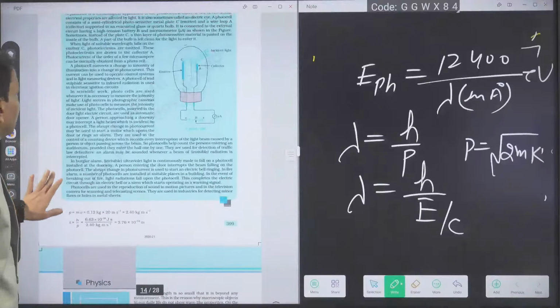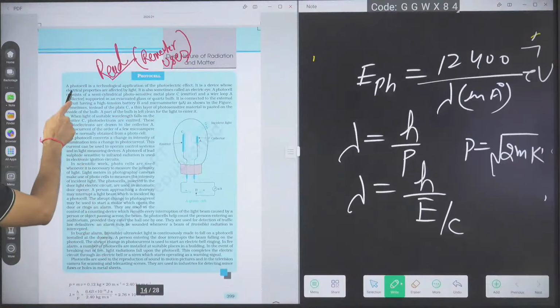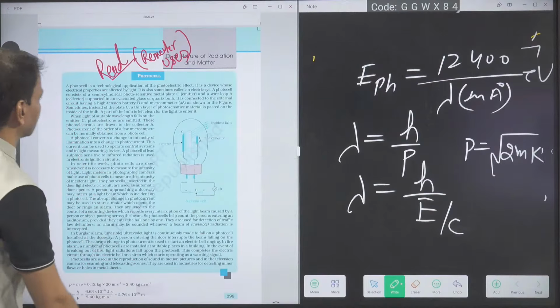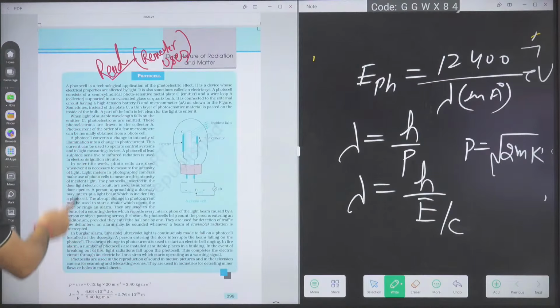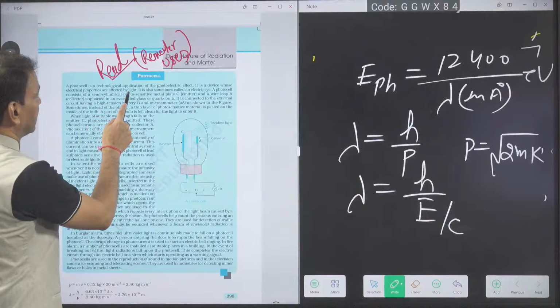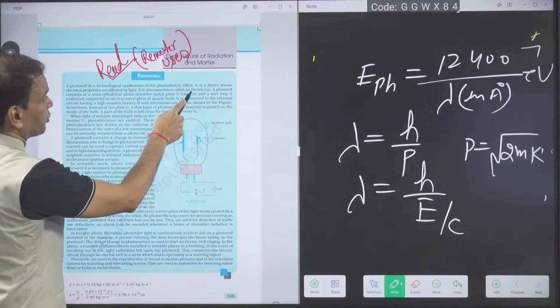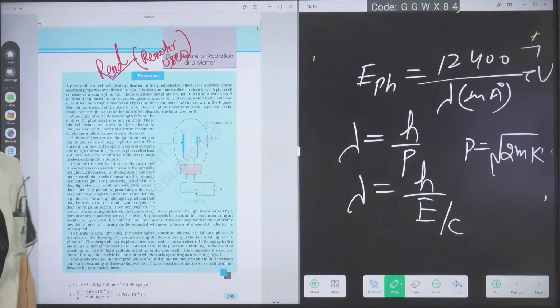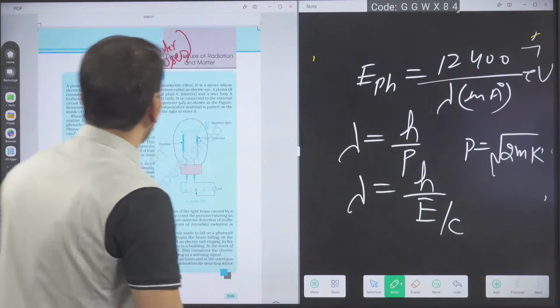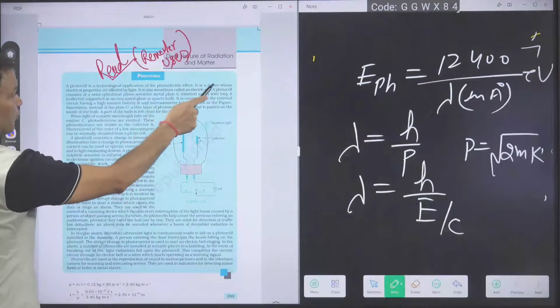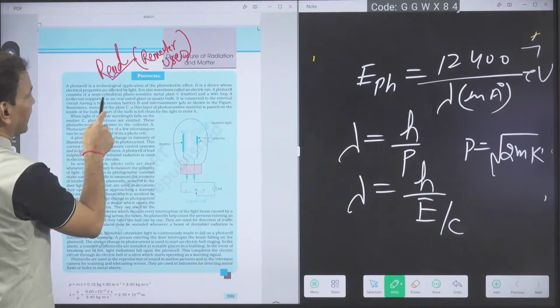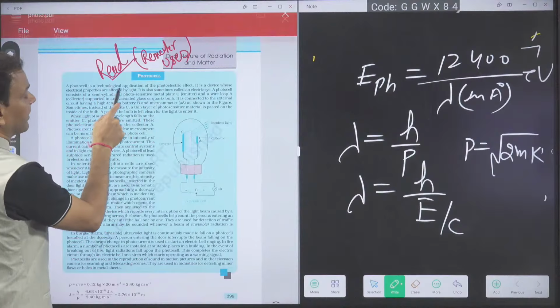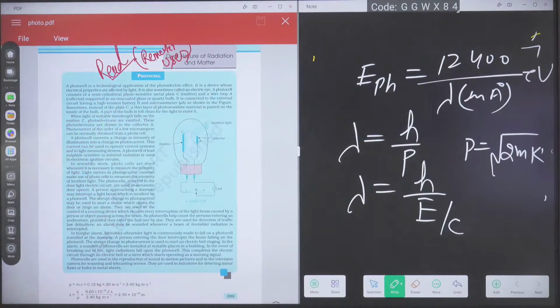One more thing I said in the class. One statement is given: a photocell is the technological application of the photoelectric effect. It is a device whose electrical properties are affected by light. It is also sometimes called an electric eye. I said this is a good question for assertion reason. Why is the photocell called the electric eye? Because its electrical properties are affected by the light. Okay.